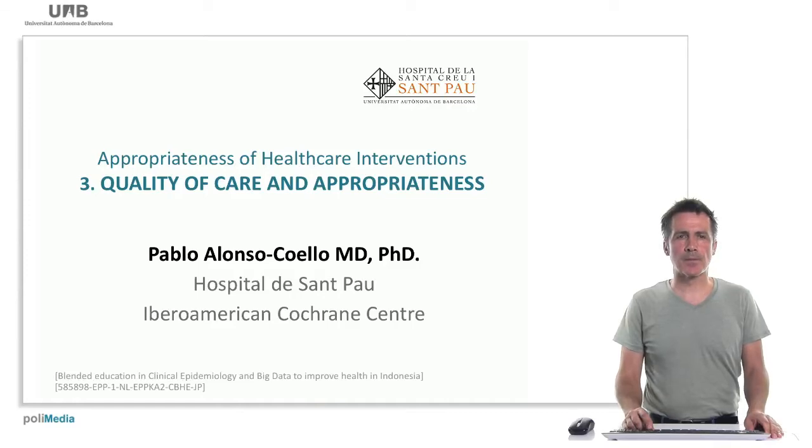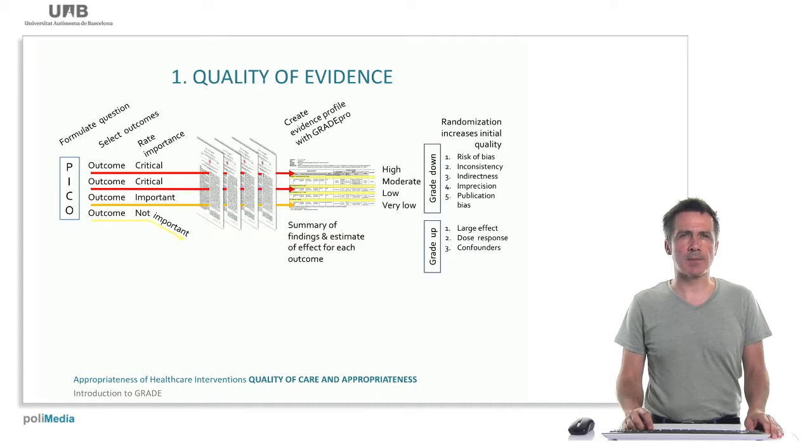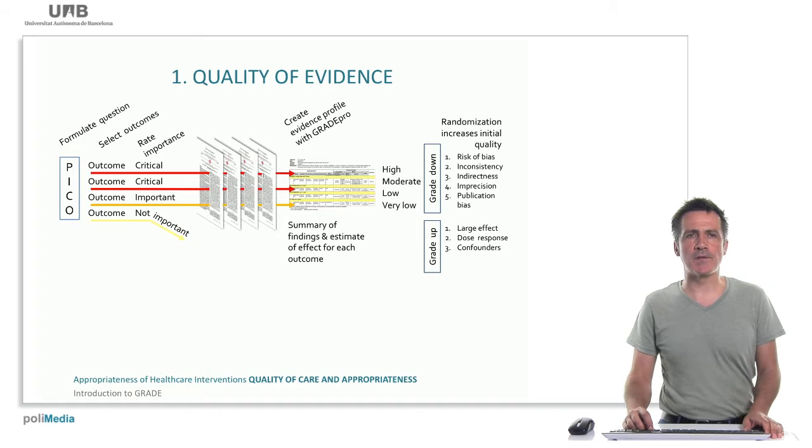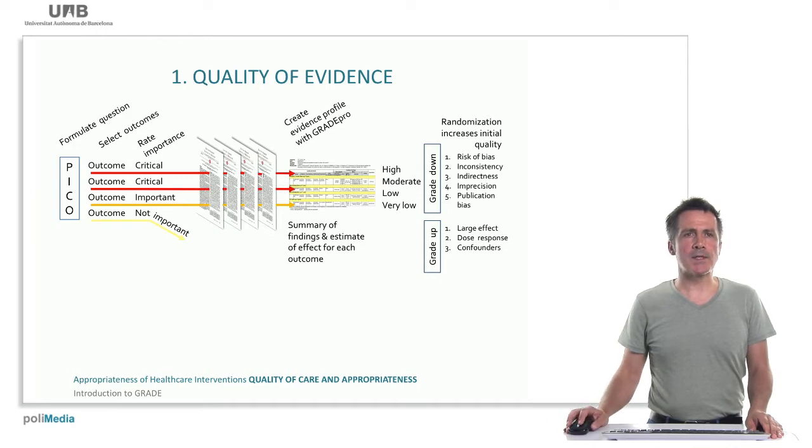Hello. In this new video, I will be talking about what we mean by quality of the evidence and how to rate it according to the GRADE system. If you remember from the first video, rating the quality of the evidence is the first step of the GRADE system. We always start with a structured question, and that typically is done in a PICO format: population, intervention, comparison and outcome. So that's the first step.